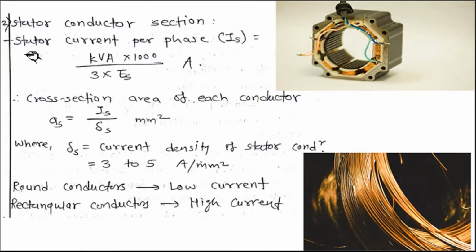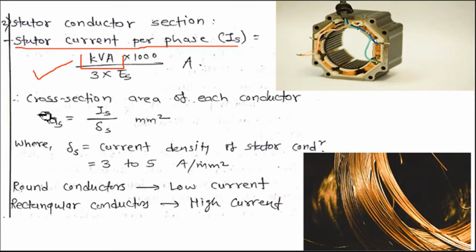For calculating the stator conductor section, you have to calculate the stator current per phase, and after that you have to assume some current density, and then only the cross section of each conductor can be calculated. How to calculate the stator current per phase? It has a simple formula from the kVA rating of the induction motor itself. Stator current IS is equal to kVA into 1000 divided by 3 times ES ampere. This is the simple relation, no need to elaborate it.